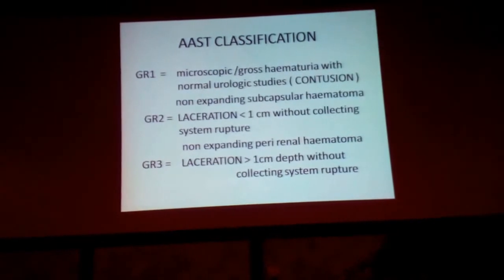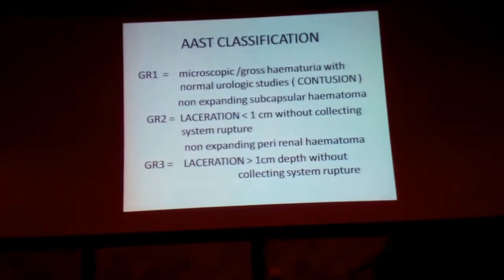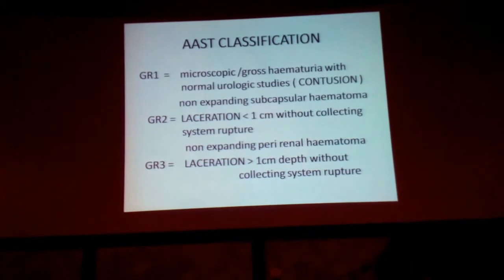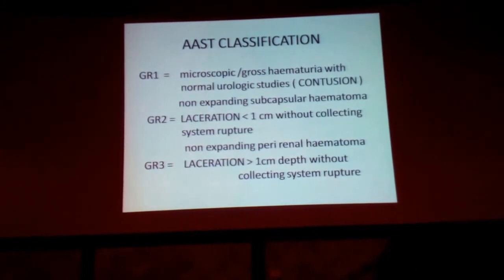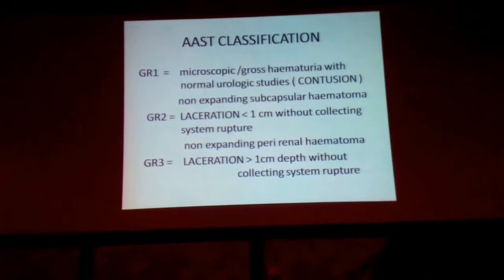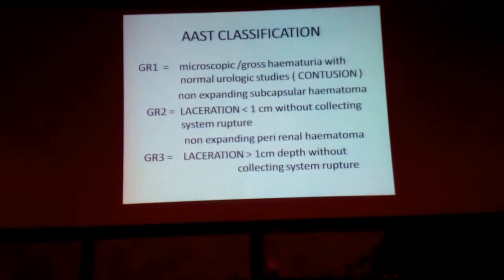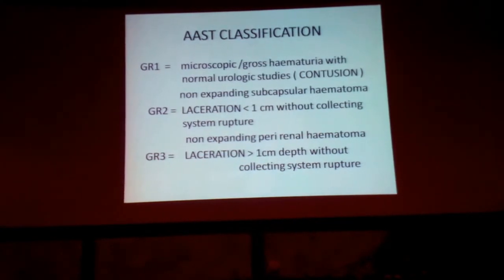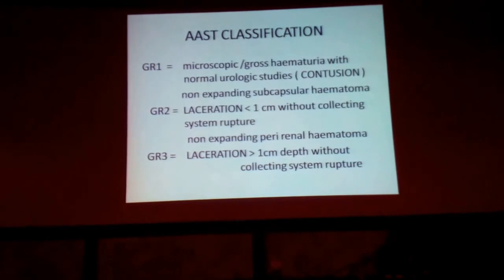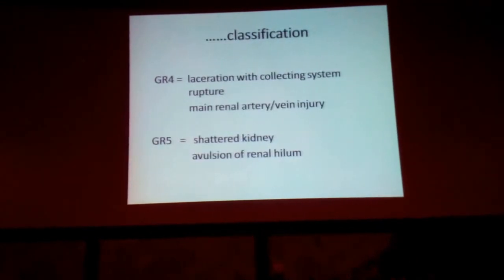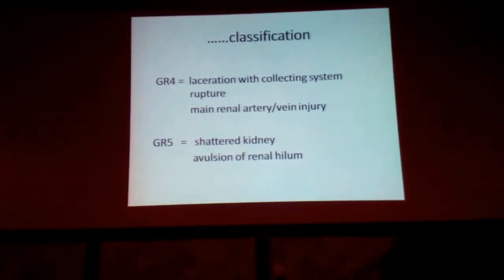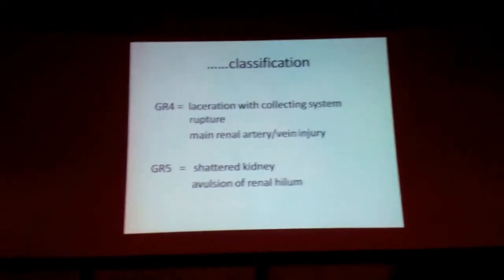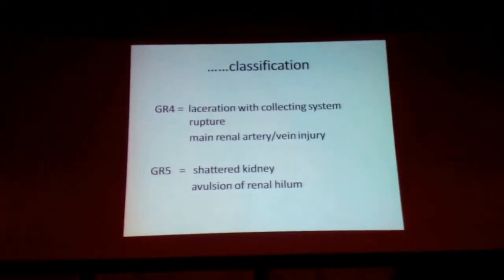Grade 1 is microscopic hematuria or gross hematuria with normal renal parameters, associated with a non-expanding subcapsular hematoma. Grade 2 is laceration less than 1 cm with perinephric hematoma. Grade 3 is a laceration of more than 1 cm not involving the PCS. Grade 4 is extending up to the collecting system with a rupture. And grade 5 is shattered kidney.